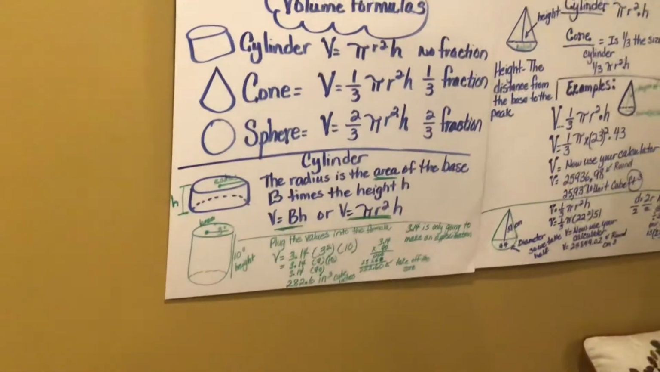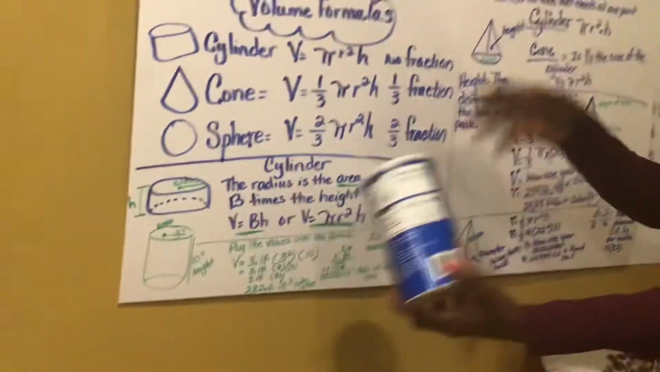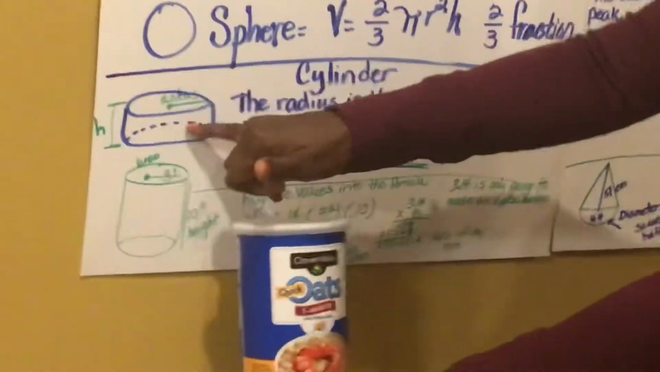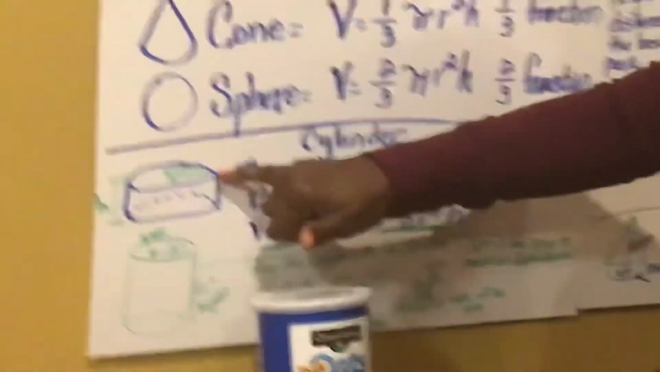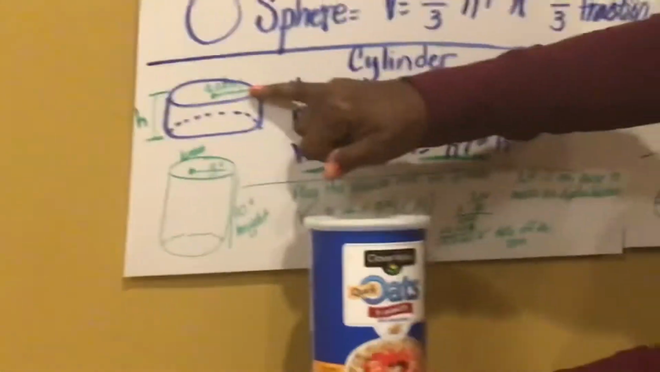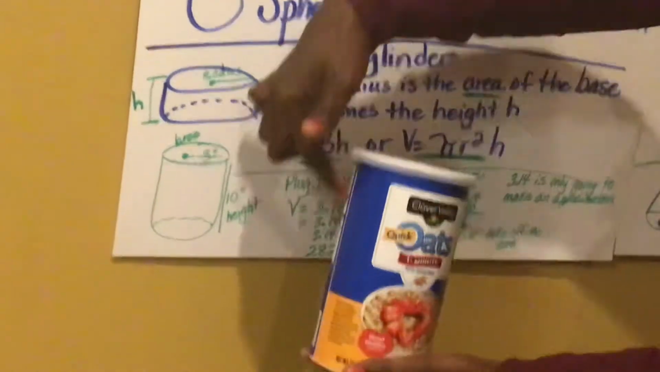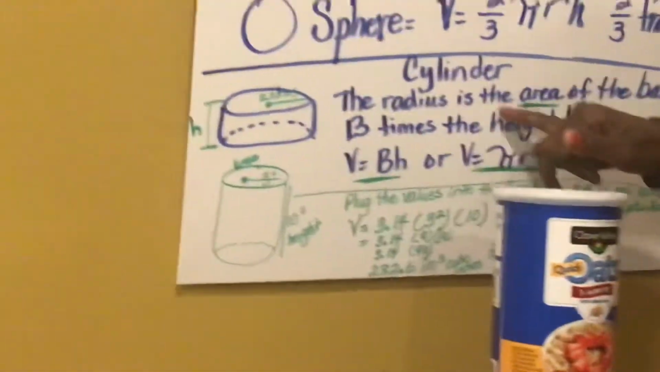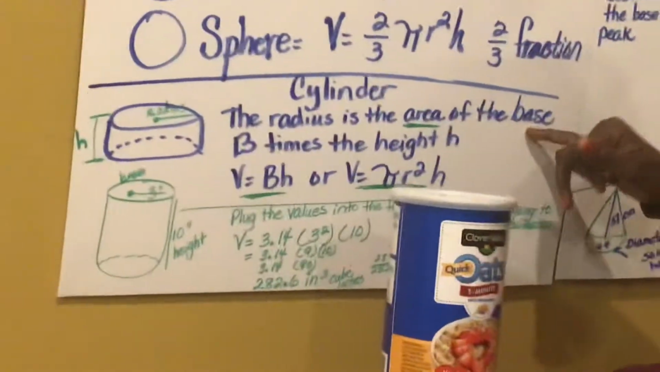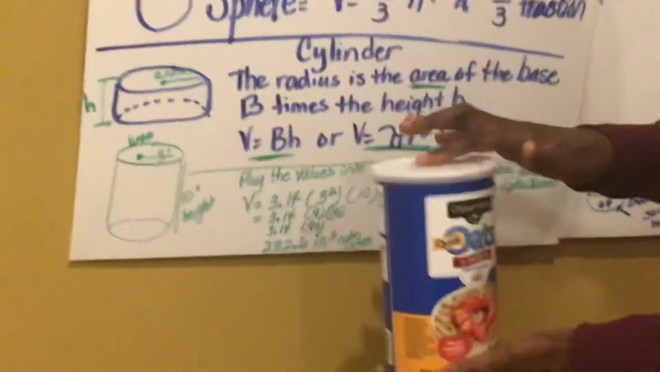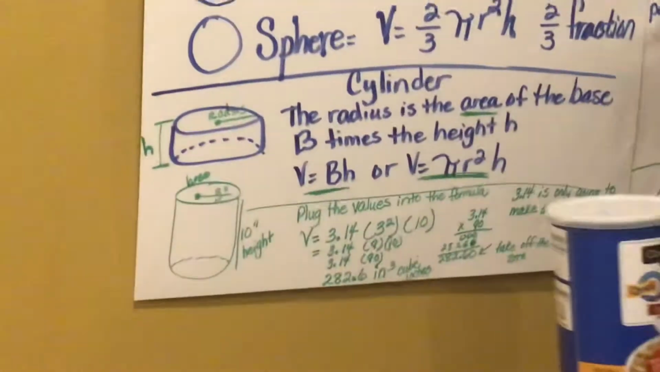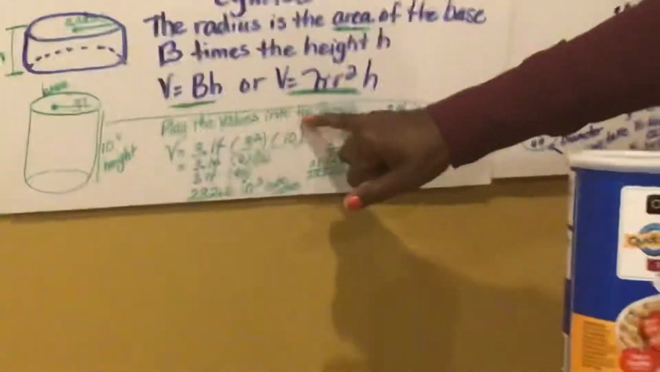Now, let's go back to this cylinder right here. I told you that this right here would be the radius over here on the top, and the height would be this side right here going up and down. That would be your height. So the area of the base is b, times the height. And there's your formula.